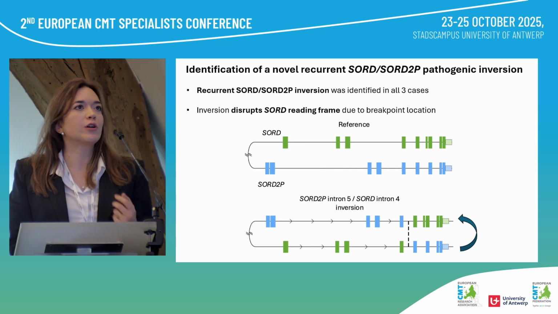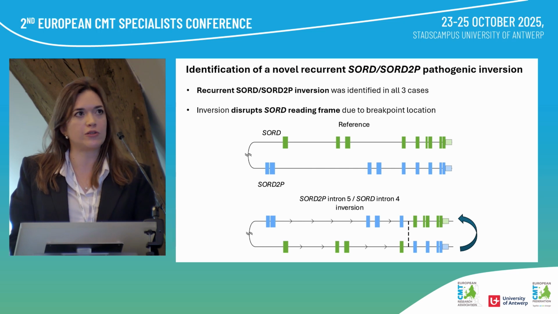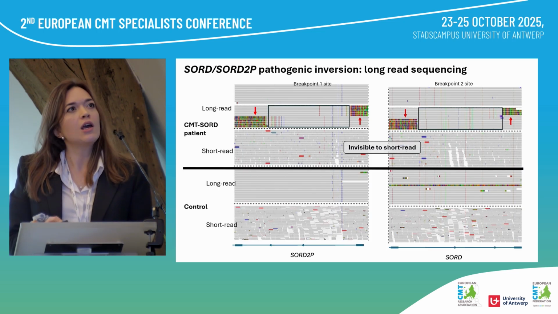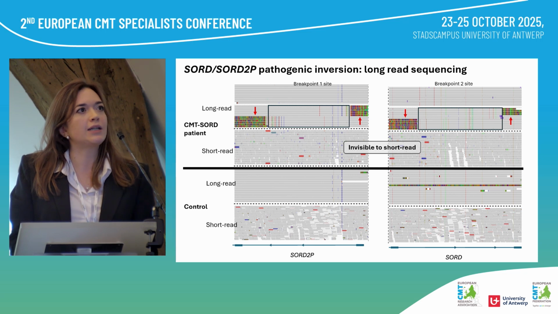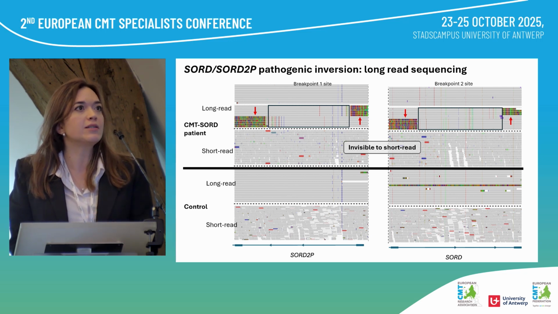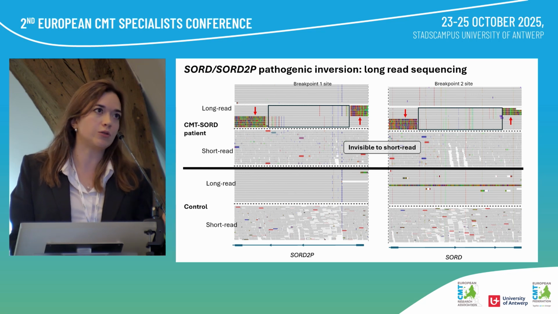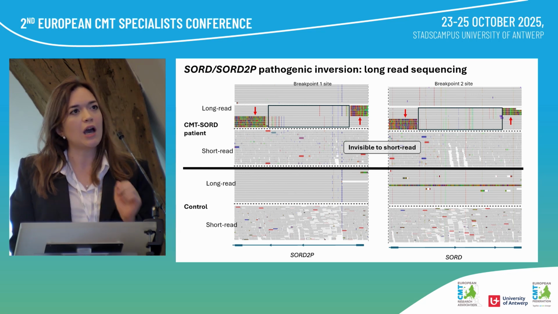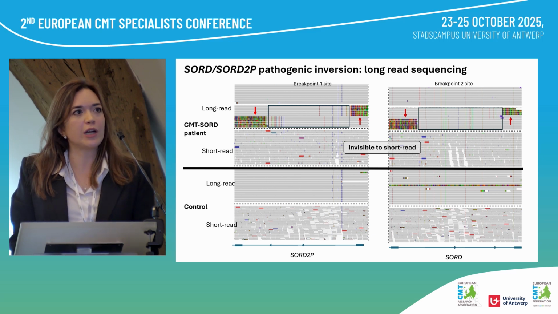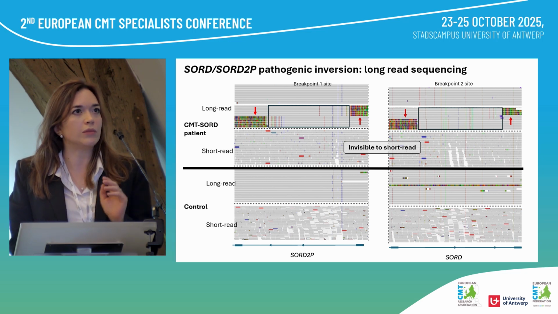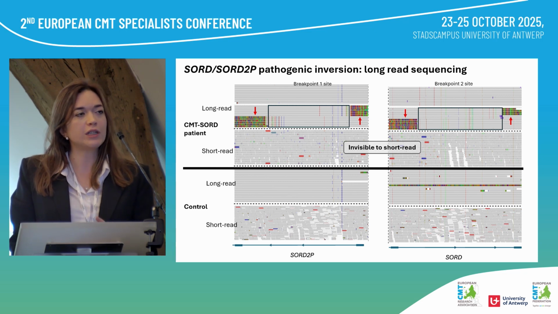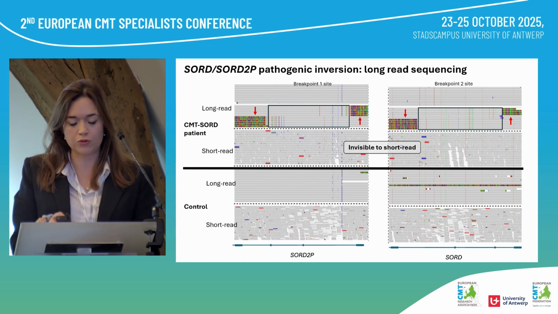And we indeed found a recurrent inversion in all of them, this time pathogenic due to the breakpoint location that disrupts the SORD reading frame. Here you can see the long-read and short-read data in both patients and a control. In long-read, you have, as pointed by the red arrows, these split reads, so reads that are SORD reads partially mapped to SORD2P and vice versa, that mark the inversion breakpoints and are absent in the control. By contrast, nothing is visible in short-read, and the patient looks identical to the control.